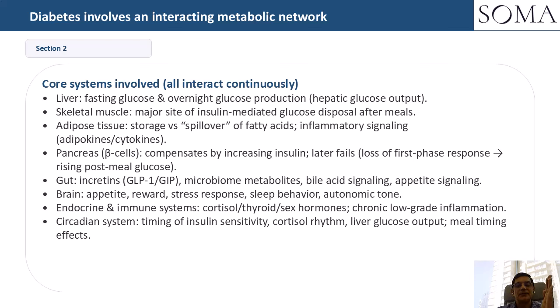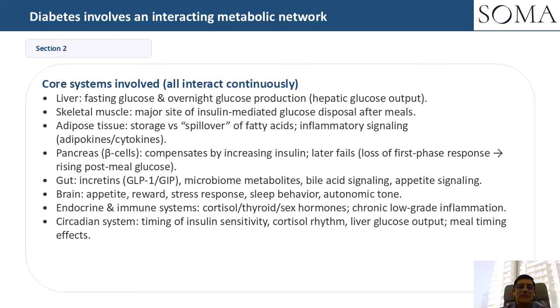So I will repeat these two to three sentences. Over time, beta cells lose first phase insulin response. Then they lose their capacity. Then insulin deficiency begins to dominate. So it is insulin resistance plus beta cell failure, and the rate at which beta cells fail varies widely between individuals.